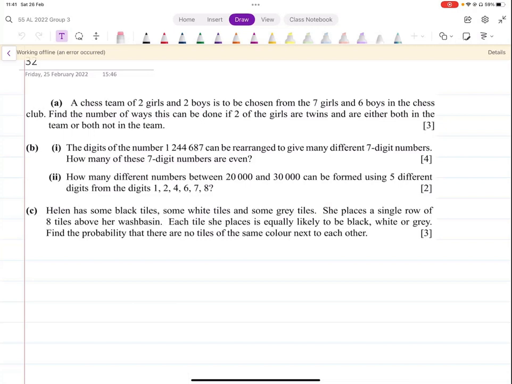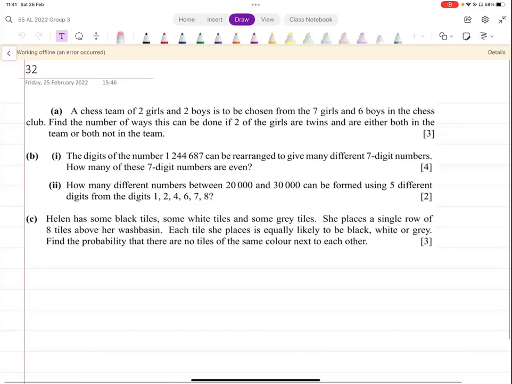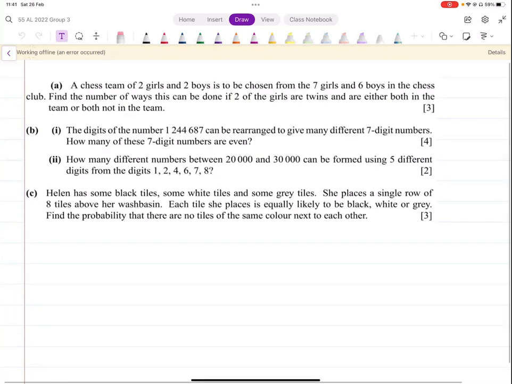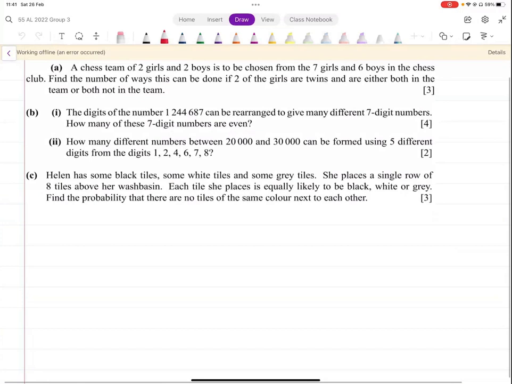Okay. Achha, let's think about it. So, question number 32, we're looking at part B. Part A, namaste nahi hai? Ho jayega? Okay. Achha, part B. Let's look at this. The digits of the number 1, 2, 4, 4, 6, 8, 7 can be rearranged to give many different 7-digit numbers. How many of these 7-digit numbers are even? Okay.